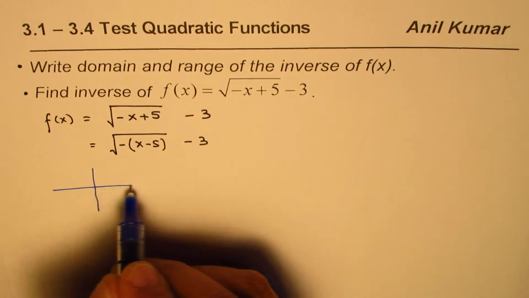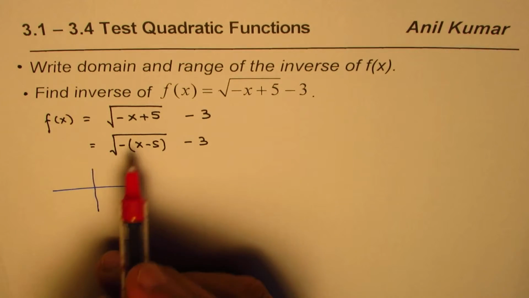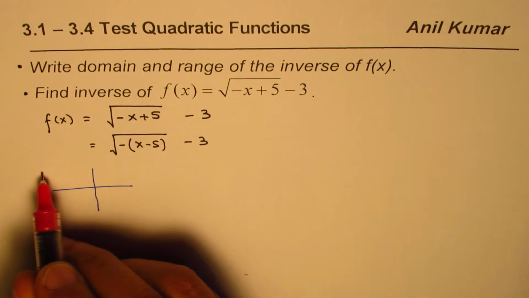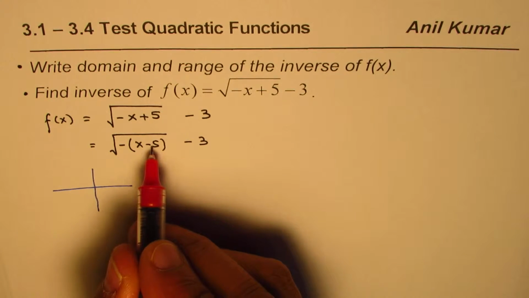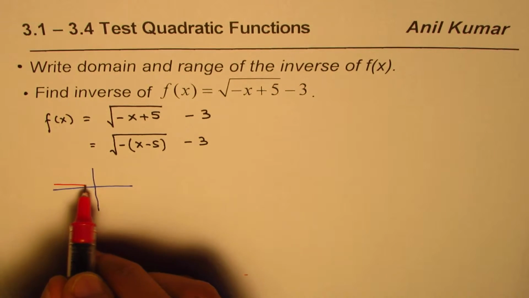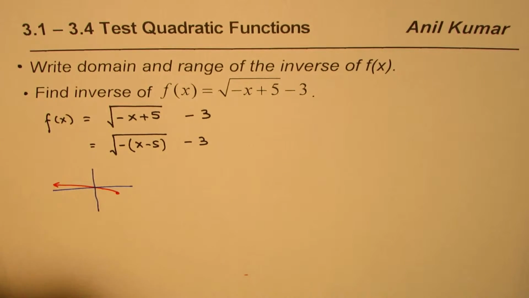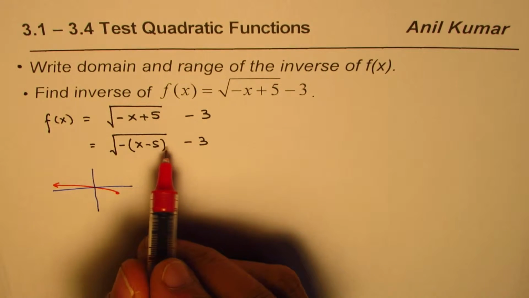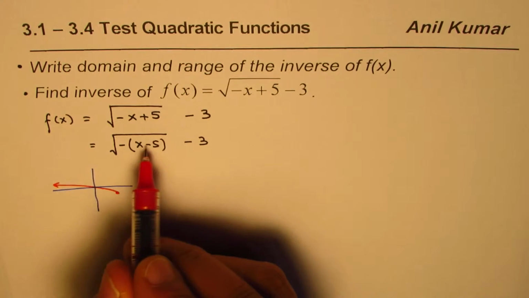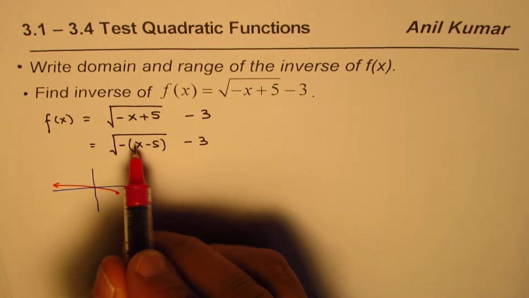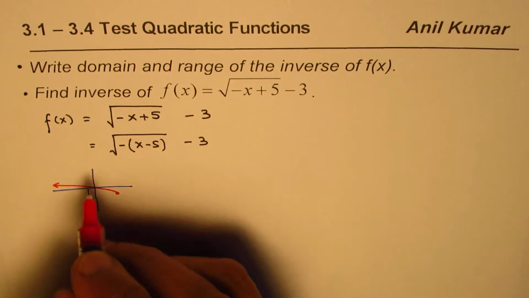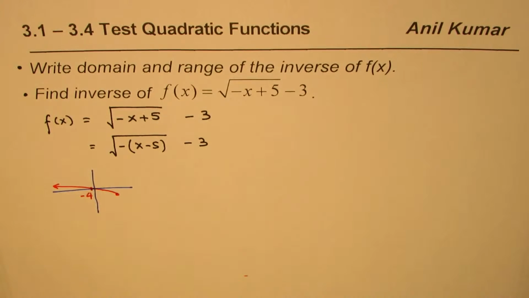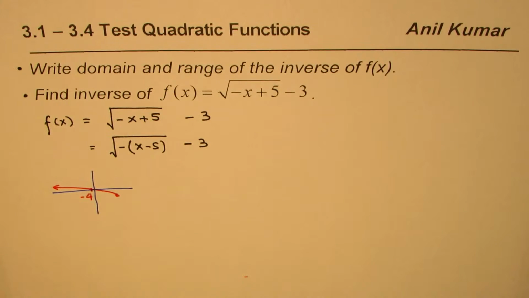So basically if you need to sketch this, the square root function, which is kind of like this, is reflected and is moved 5 units right and 3 down. So it's kind of like this, right? Not going through 0, of course. The y value will be 0 when this is 3, the whole thing, or when the inside is 9. So the intercept will be at minus 4, I should say. Okay, anyway. So that is how the function is.